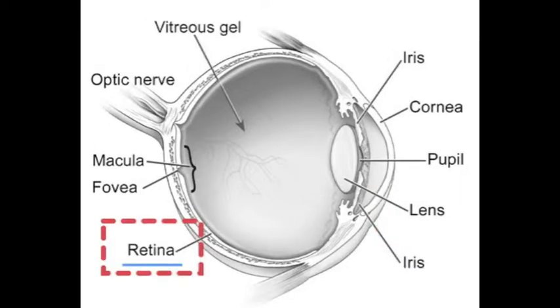Now we come to the retina. Although all parts of the eyes are important, the retina is probably the most important. This is because the retina is covered in photoreceptive nerves such as rods and cones. The rods and cones can detect light and color. Cones can detect color, while rods have a higher sensitivity to light.